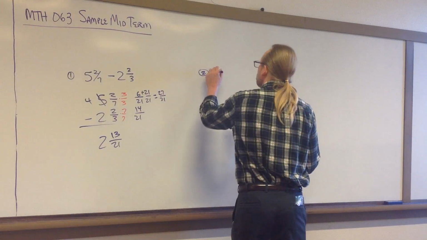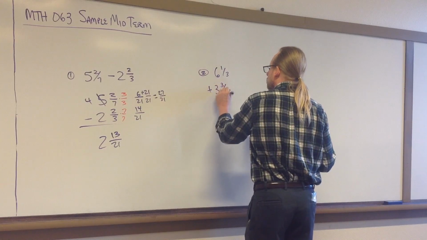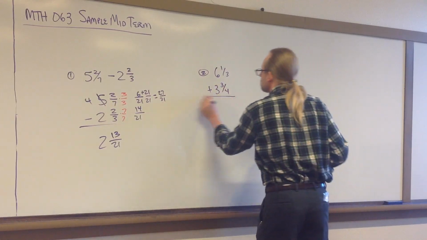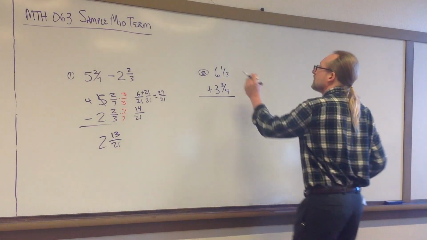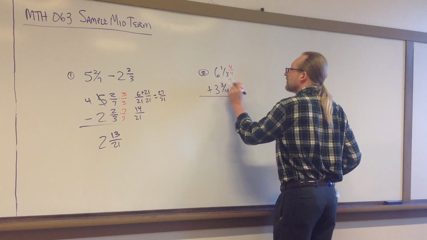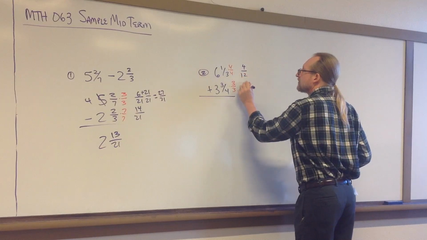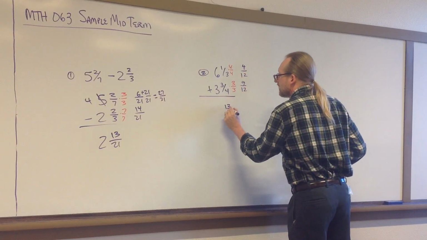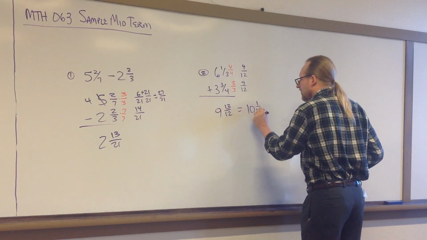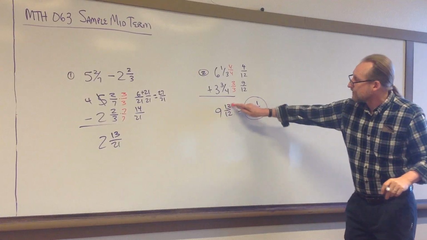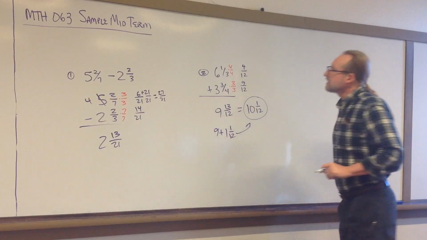Problem 2, 6 1/3 plus 3 3/4. Again, we're going to make a common denominator here. That'll be twelfths. So this one gets multiplied by 4 over 4, and that one by 3 over 3. So this is 4 twelfths, this is 9 twelfths, and that makes 13 twelfths, and that makes 9. So this is 10 and 1/12, right? Because that 13 twelfths is 1 1/12, and that's how we got the 10 and 1/12.